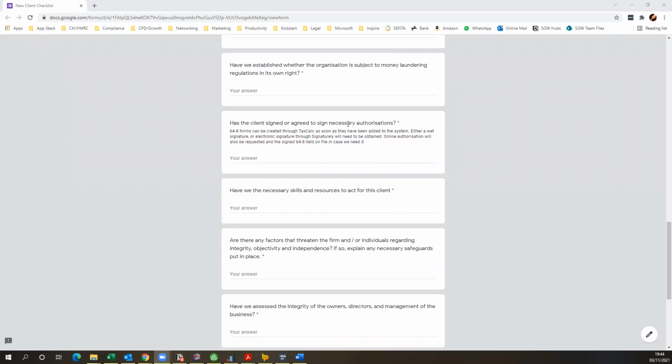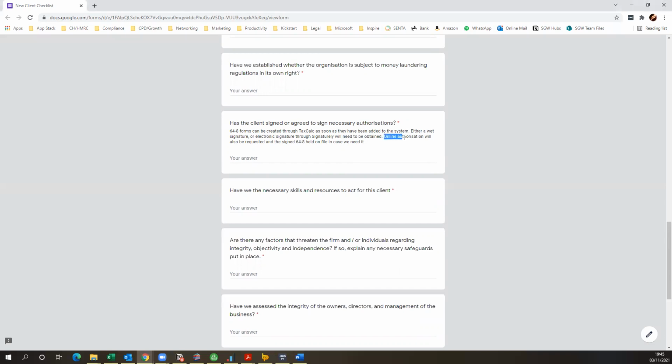Has the client signed or agreed to sign necessary authorizations? This is about the 64-8 forms, and they can be created through TaxCalc. As soon as we've added the client into the TaxCalc system, it will pre-populate the 64-8 forms for us, so we don't have to sit there filling yet more forms out. Just get the client into TaxCalc, and then we can create them. Either a wet signature if we're seeing them in person, or we can do an electronic signature through Signatory.